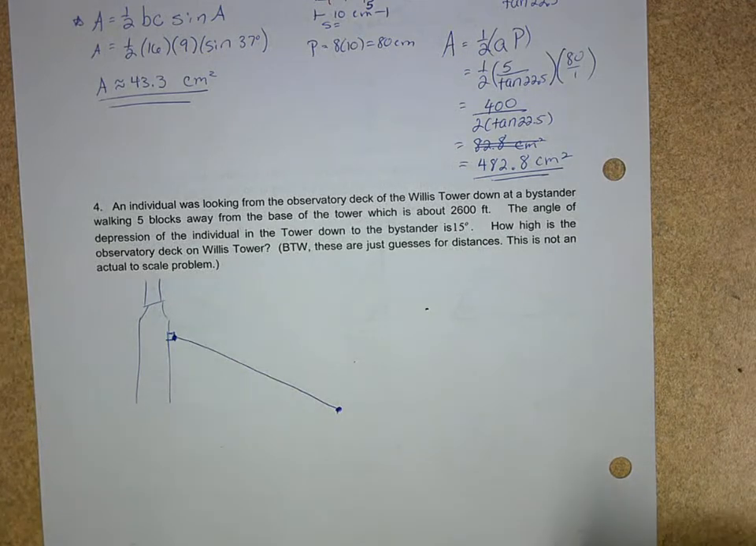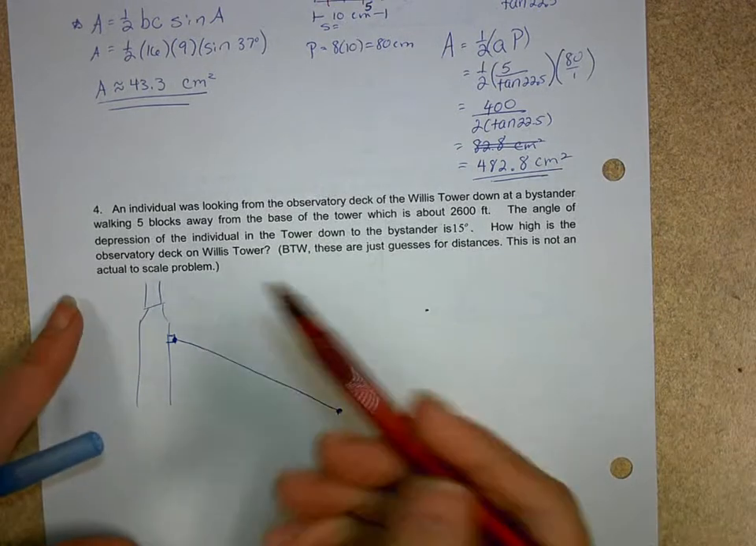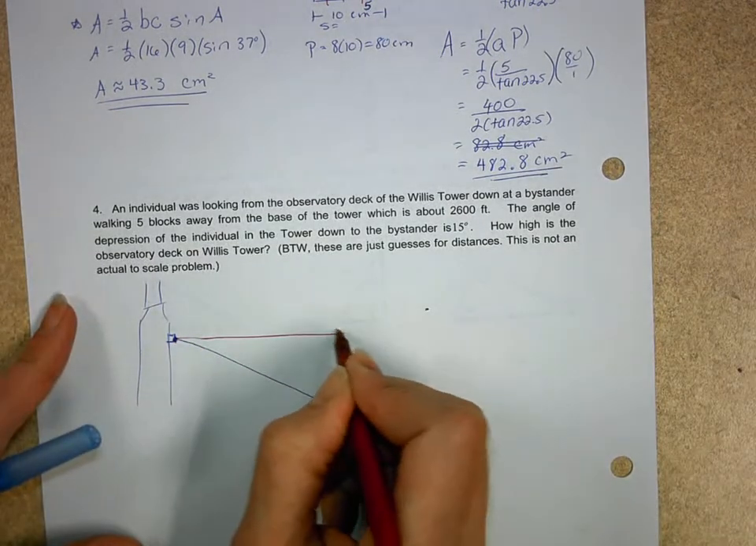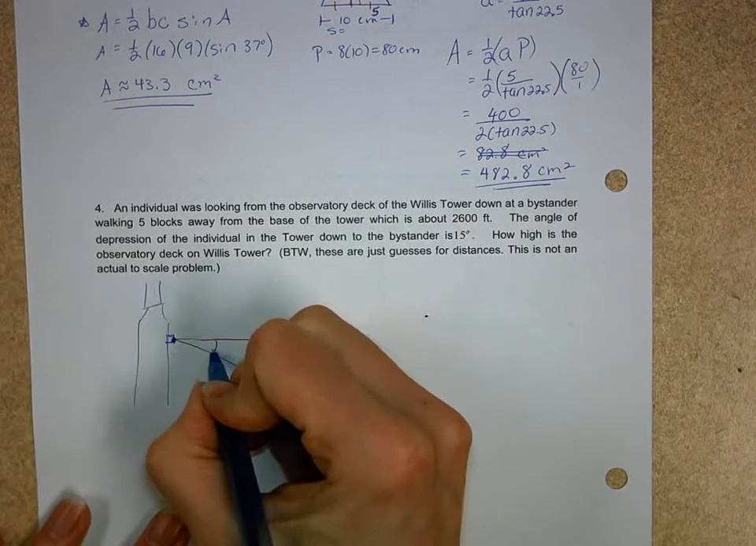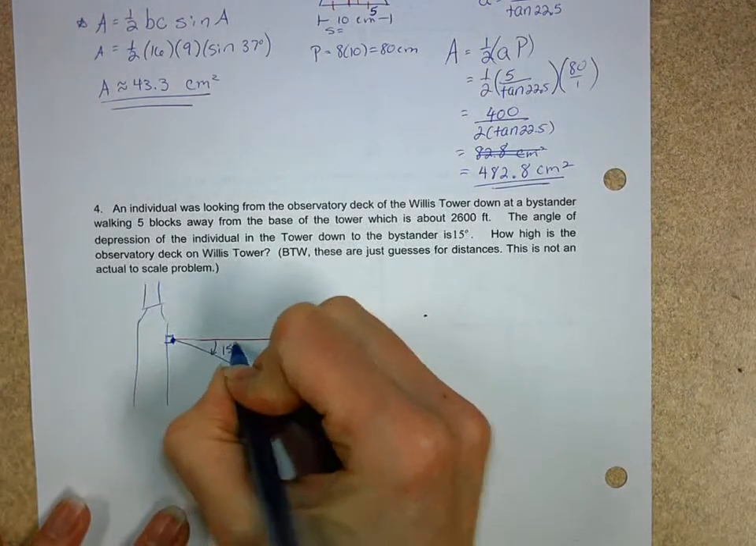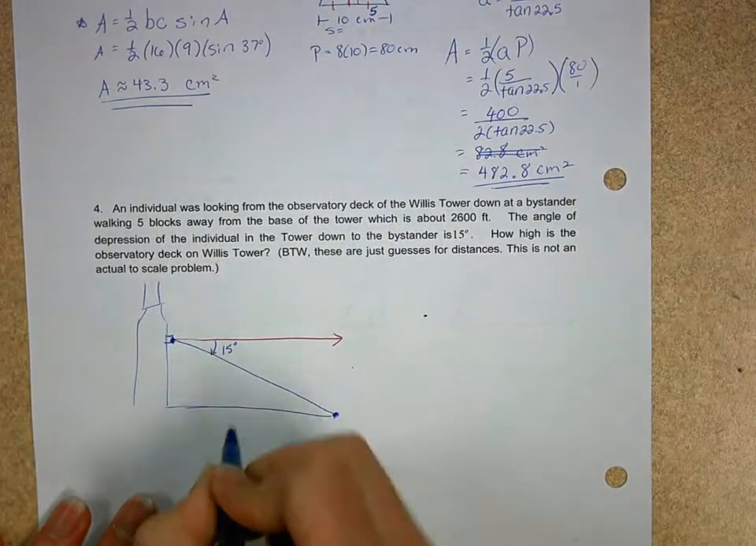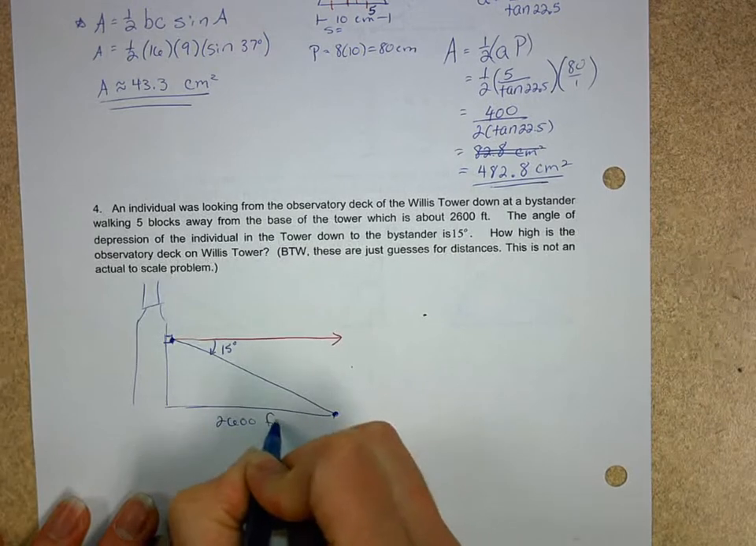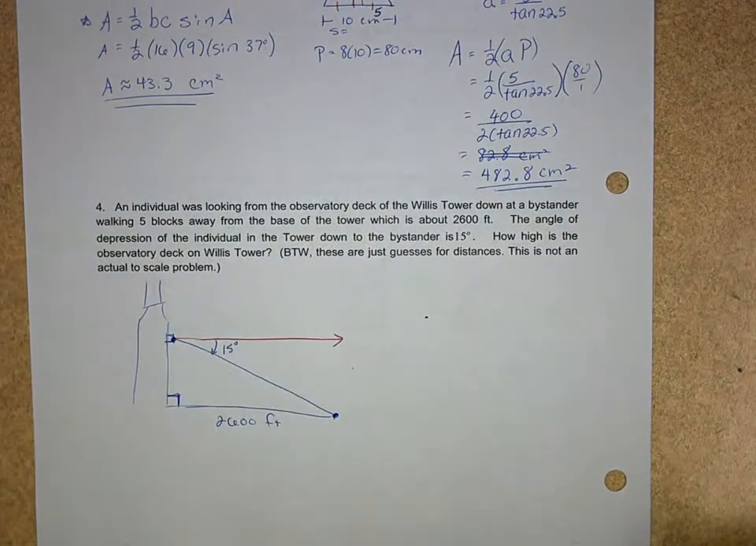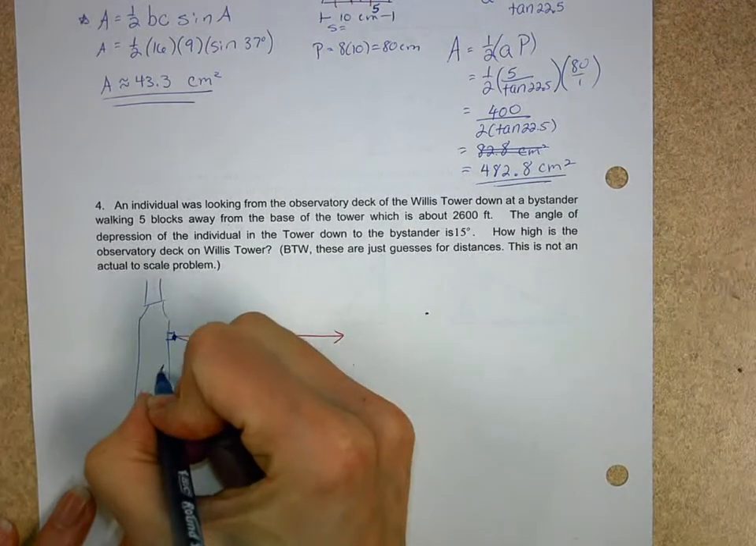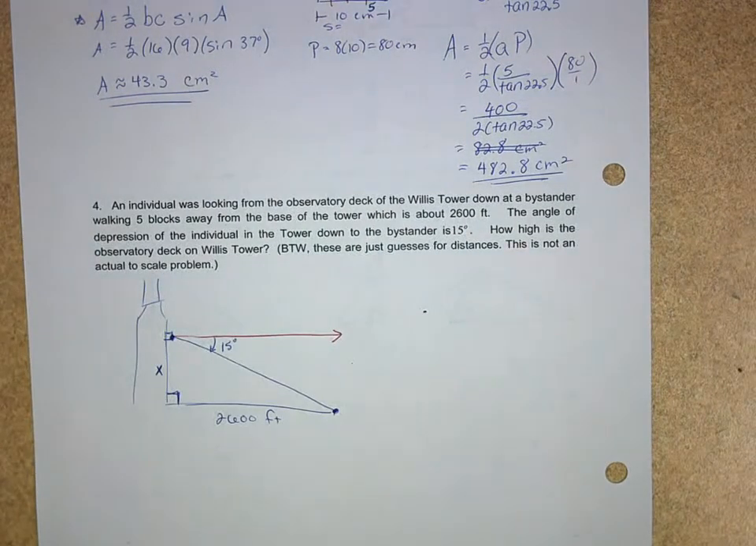And remember, which direction do you always look first? You always look out first. Then you look to your line of sight. So the angle of depression is out, then down. So this is 15 degrees. Now, I also know that person is 2,600 feet away. And I also know that the tower, if they built it right, is perpendicular to the ground. So then I'm going to go up to figure out how high the observatory deck is, and I'm just going to call that X.